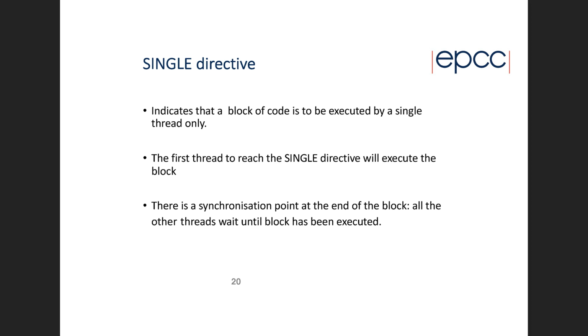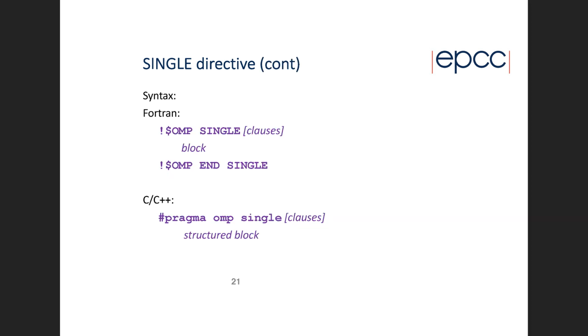The single directive indicates that a block of code is to be executed by a single thread only. The first thread to reach the single directive will go ahead and execute the block of code. The other threads will skip over it, and there's a synchronization point at the end of the block. All the other threads will wait until the block has been executed. No surprises with the syntax: single and end single for Fortran, enclosing a block of code; hash pragma omp single with a structured block after it for C and C++.